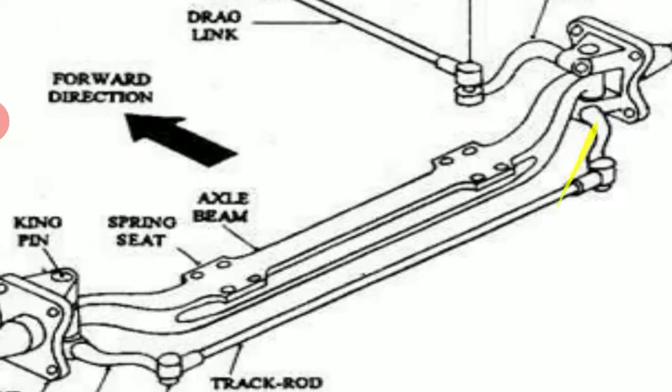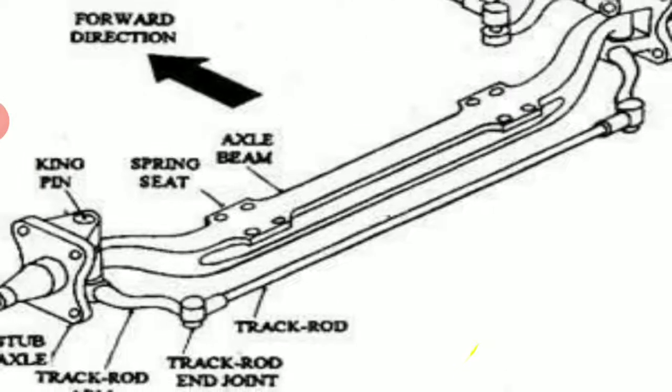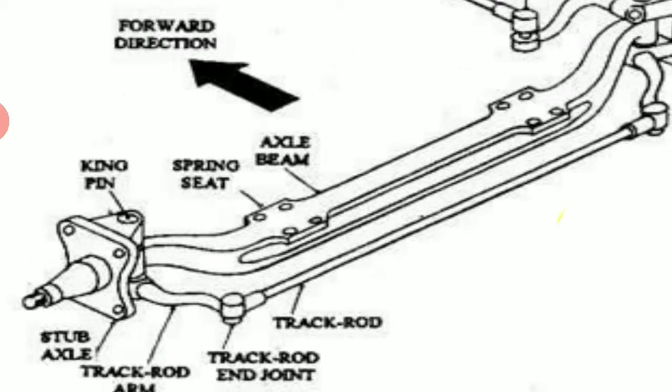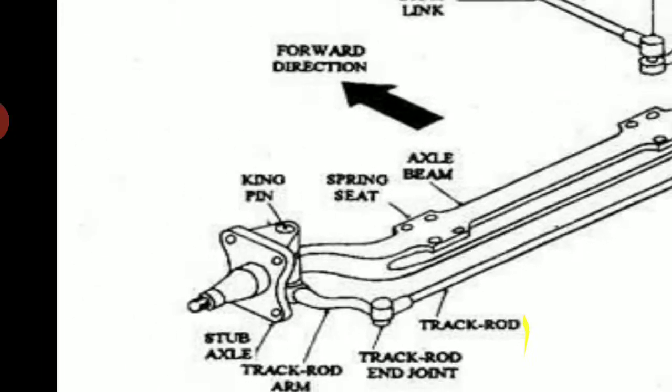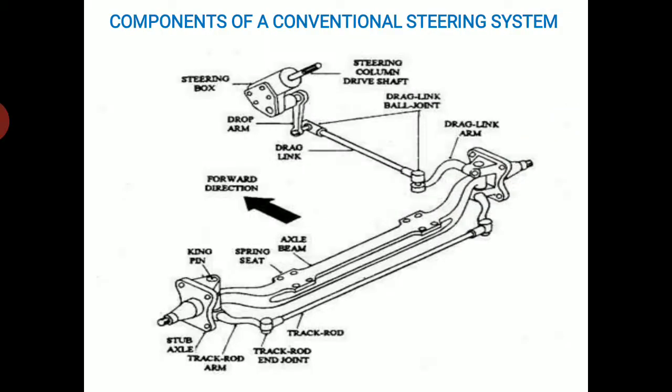Then this is called the axle beam. So on the whole axle beam, the track rod will be there, which will turn the wheel. After turning the wheel, it will automatically try to track the tires. That rod is called the track rod. Track rod end joints, track rod arm, then stub axle, then kingpin. You can see where exactly this one pin is inserted. That is called the kingpin. These are the components of a conventional steering system.